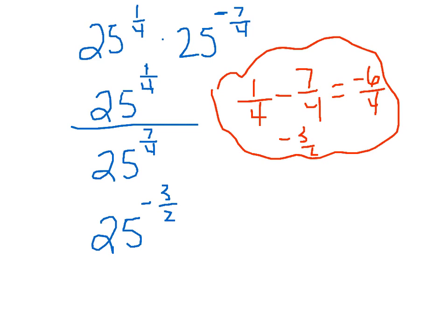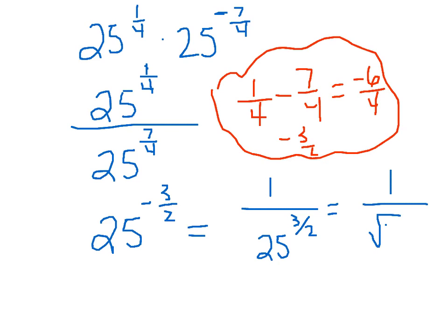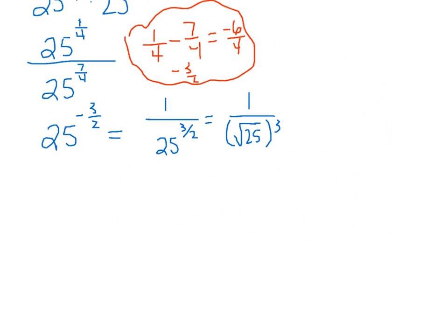Okay, and again, I wound up with a negative exponent for a second time. First, I'm going to rewrite this, making that exponent positive. So I've got positive 3/2. And then I'm going to think about it as a radical instead. So I've got the square root of 25 cubed, making this just a little bit smaller. The square root of 25 is 5, so I really have 1/5 cubed. 5 cubed is 125.